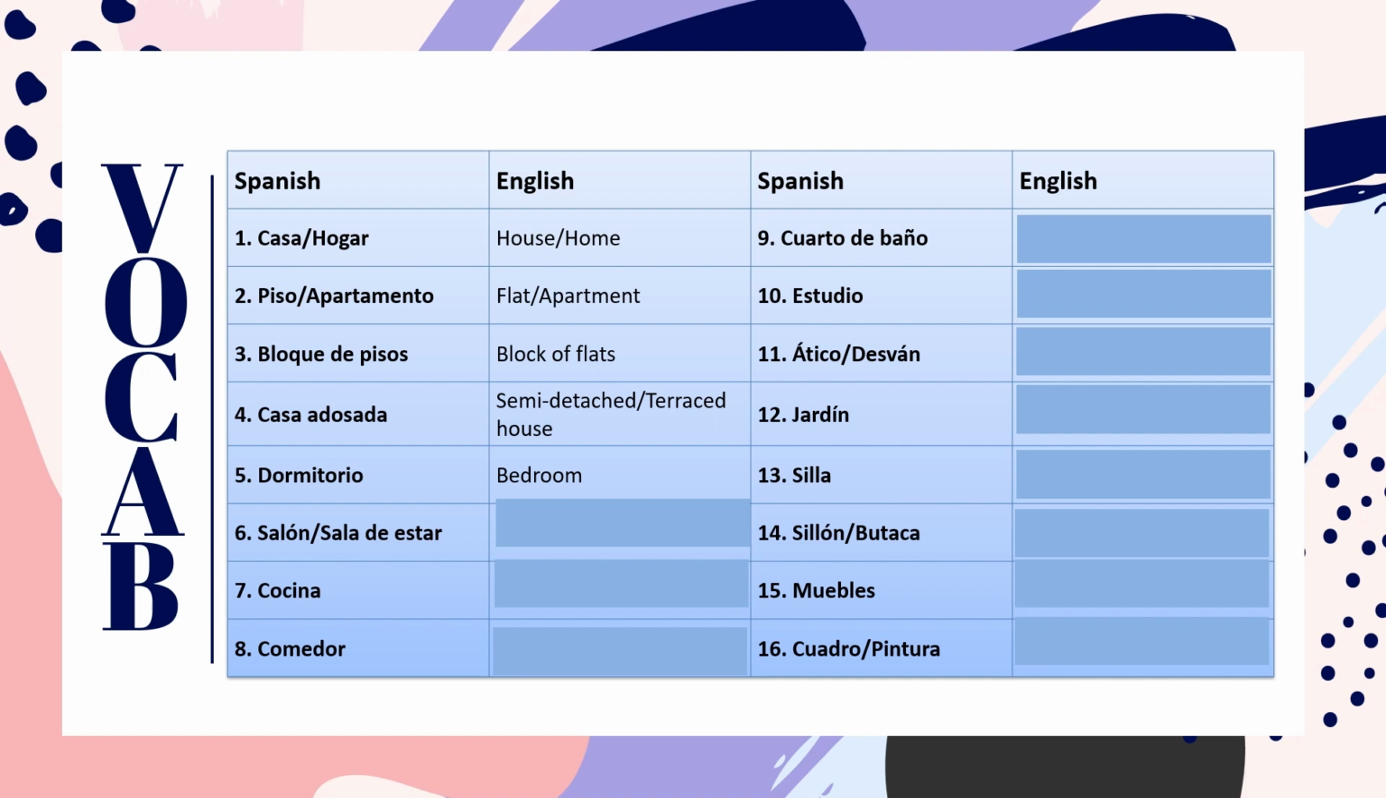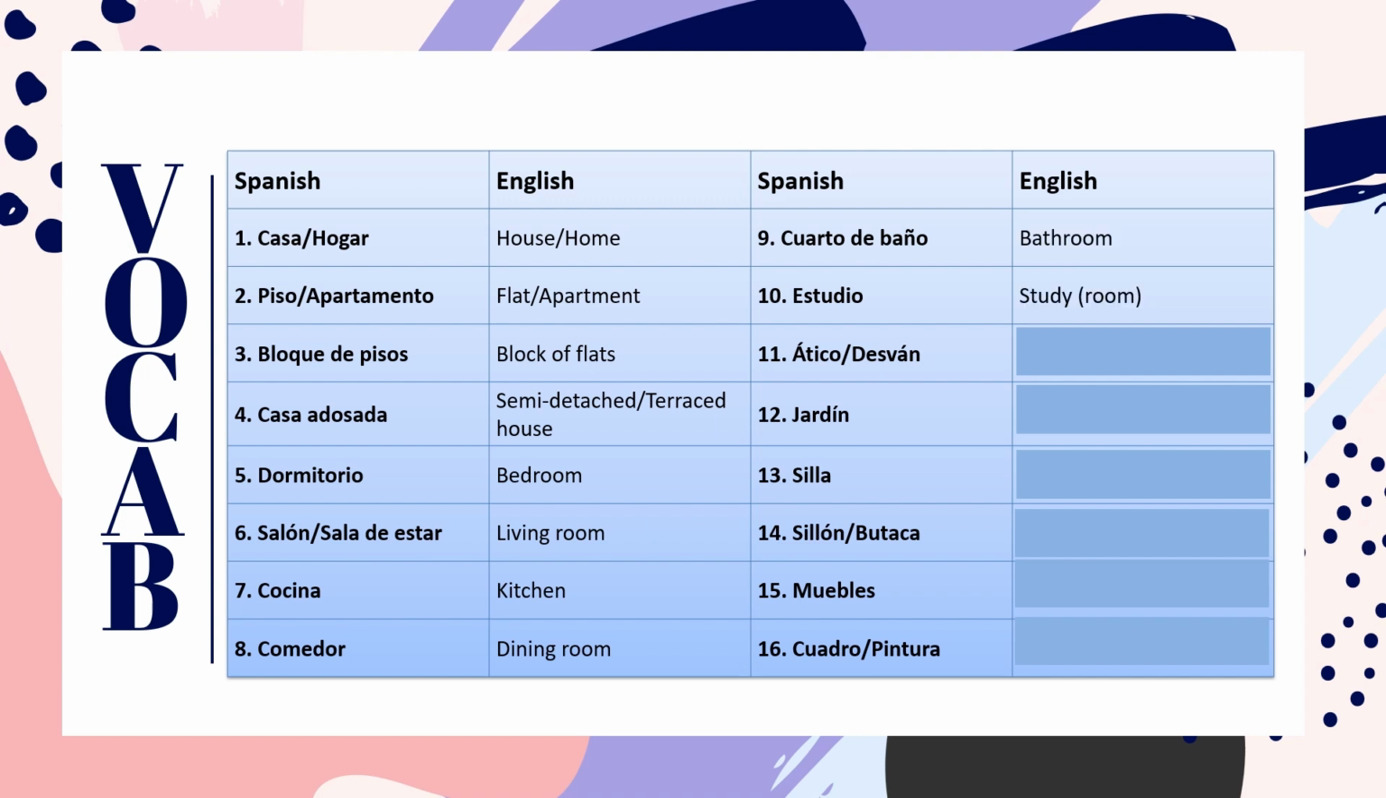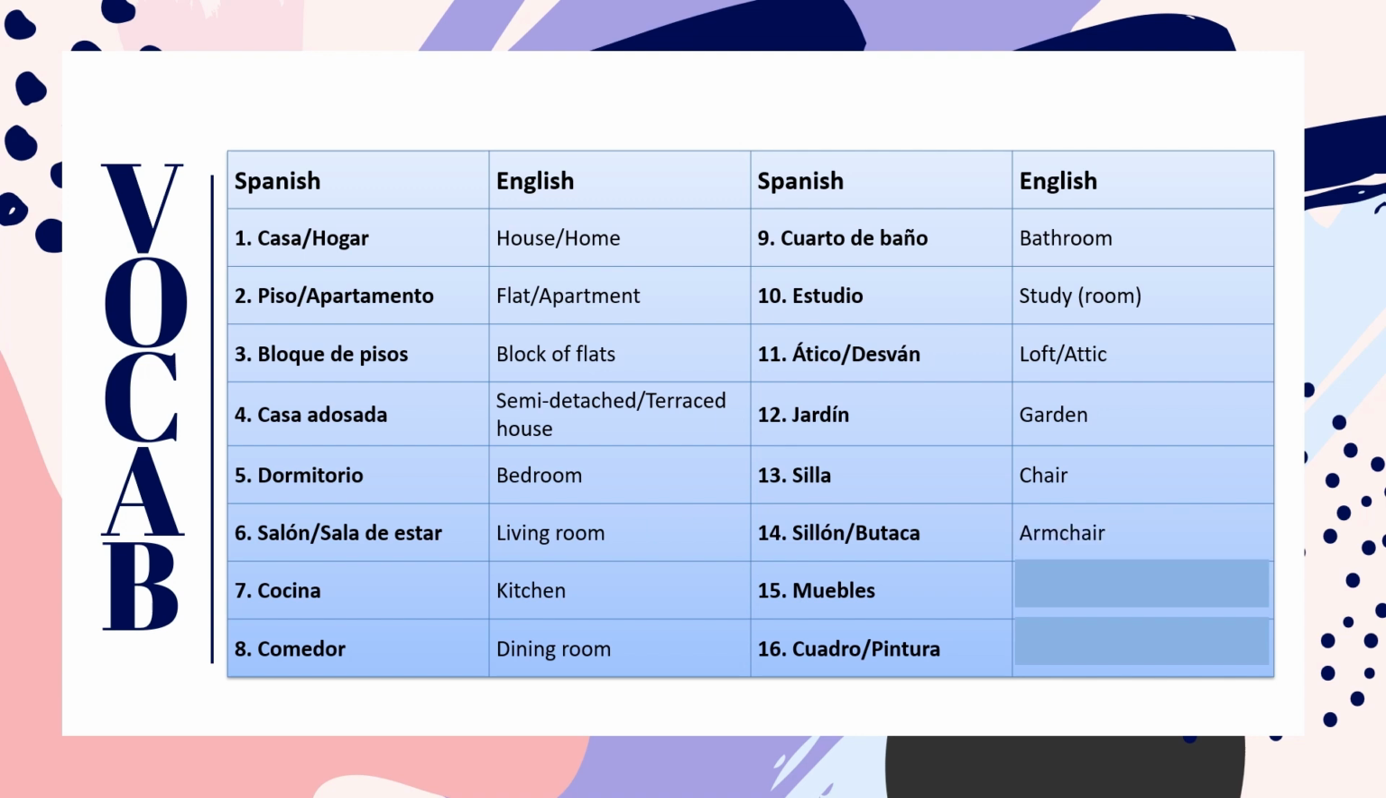Dormitorio is bedroom. Salón or sala de estar is a living room. La cocina is the kitchen. El comedor, you should be able to see the word comer in there. It's the dining room, the place where you eat. El cuarto de baño, bathroom. Estudio, your study room. El ático or desván, loft or attic. Jardín, garden. Silla, chair. Sillón or butaca, armchair. Muebles, furniture. And un cuadro, una pintura, a picture or a painting.